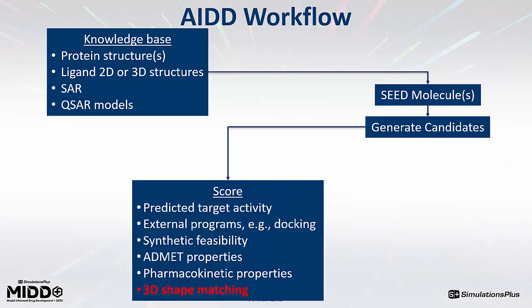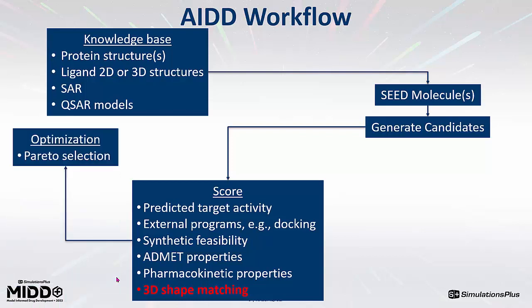Once the population is created, it is scored. And this could be from a QSAR model to predict the activity, docking. We can also use synthetic feasibility, ADMET properties, pharmacokinetic properties, and of course 3D shape matching, which is the subject of this presentation. Next, a Pareto selection is performed on the population to select the best molecules to move into the next iteration. Then this iterates over and over again.